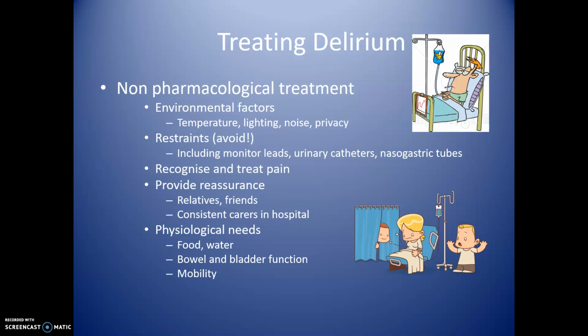Pain is a common cause for aggravation of confusion, especially in older people. This should be considered, sought and treated. It's important to provide consistent and repeated reassurance both to the patient and their relatives regarding what's going on, and it's often useful to keep a relative or friend with the patient, as the patient who is confused responds better to somebody that they know. And look after the physiological needs: food, water, bowel and bladder function, and mobility. These are often causes of increasing agitation in the confused patient.